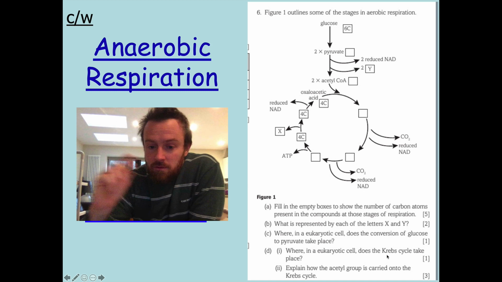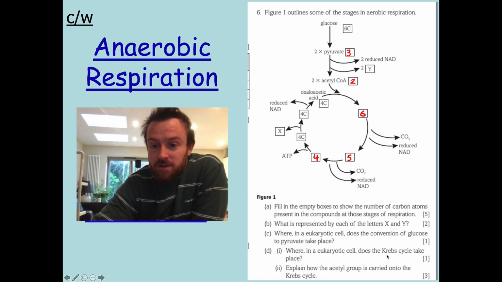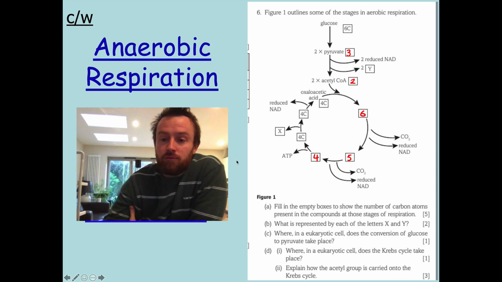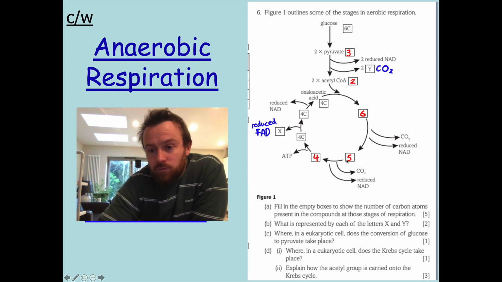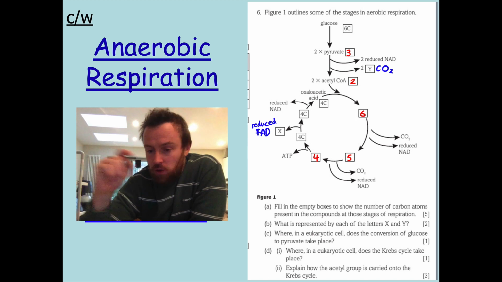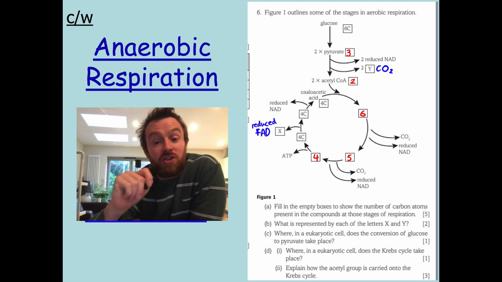All right, so the first bit was about numbers of carbons. Here are the numbers of carbons: 3 carbons in pyruvate, 2 in acetyl-CoA, 6, this would be in citric acid or citrate, 5 and 4 you don't need to know the names of. X and Y, well, Y is CO2 and X is reduced FAD.